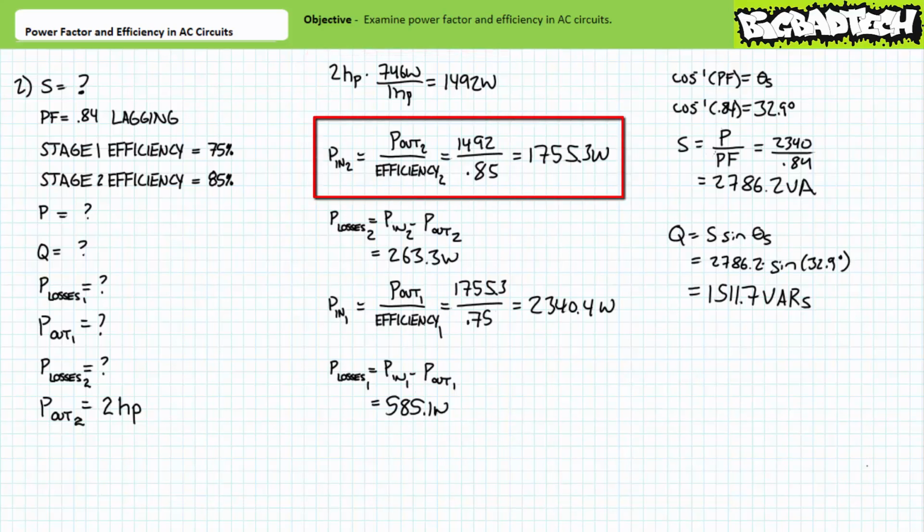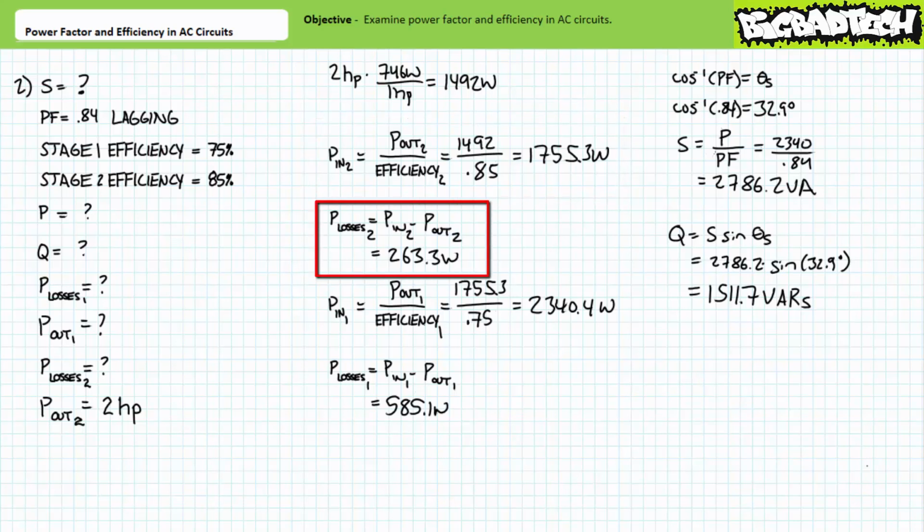Given 1,492 watts of usable power is coming out of the second 85% efficient system, means 1,492 divided by 0.85, or 1,755.3, or roughly 1.8 kilowatts of power was input to it, and approximately 263.3 watts is considered a loss. Power input to this stage is greater than the power output, not the other way around.